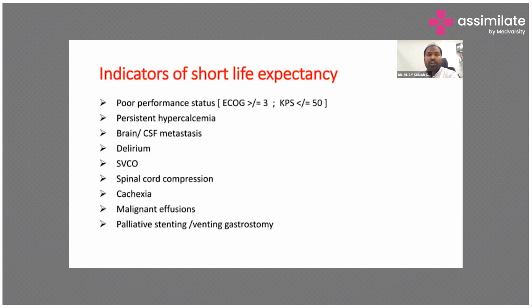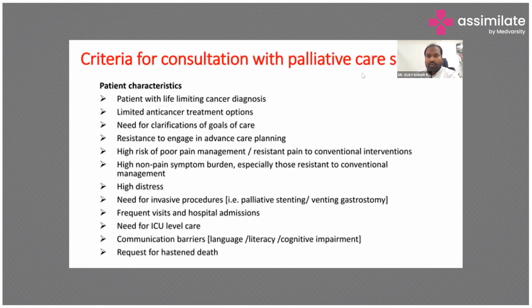So what are the indicators of short life expectancy? Poor performance status, the presence of hypercalcemia, brain metastasis or CNS symptoms, cachexia, spinal cord compression, malignant effusions, or palliative stenting. All these are indicators of short life expectancy. So you see that these are criteria for consultation with palliative care specialists. These are all given in the slide, so you can read it. Whatever I was telling so far is listed here in a single slide.